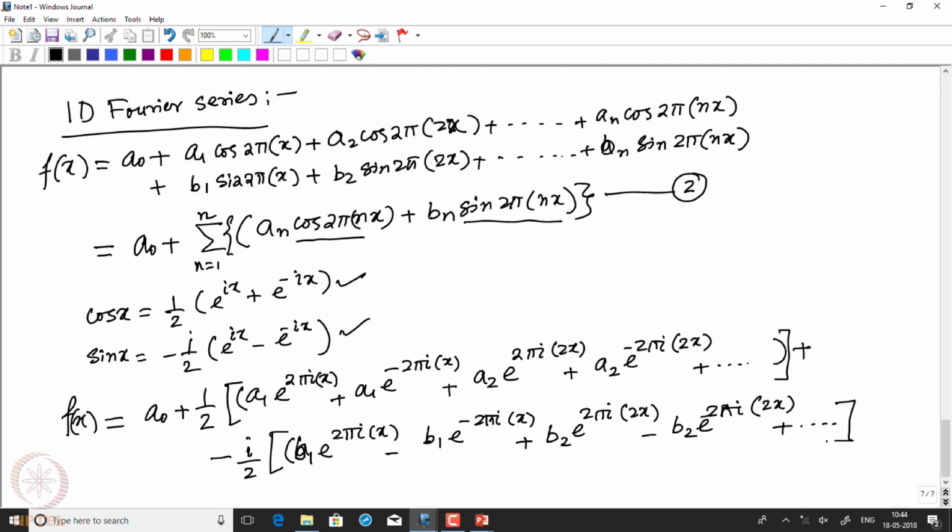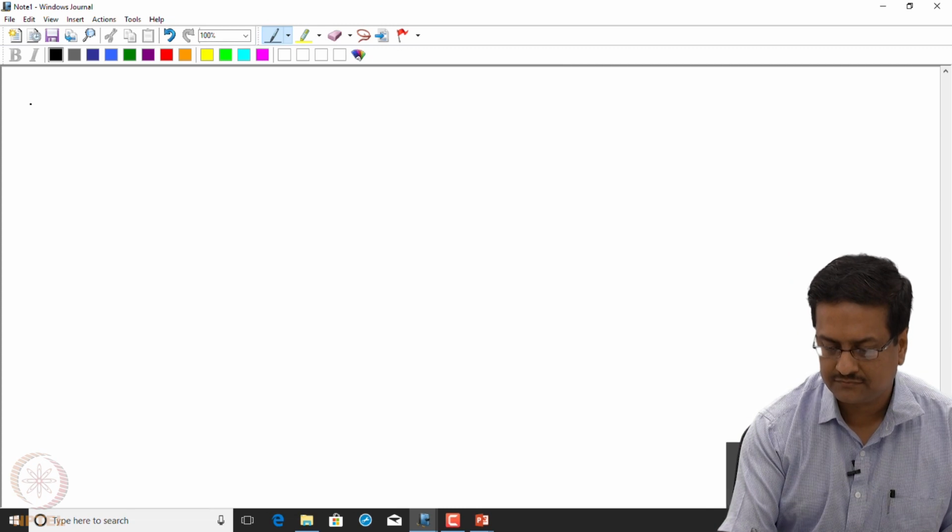Up to the n. When we do the sum of these, we can see that there are common factors which can be taken out and rewritten. What we try to take out is the terms with e to the power 2 pi i x at one place, e to the power minus 2 pi i x at another place, and so on. In the next page we will rewrite this expression for f(x).